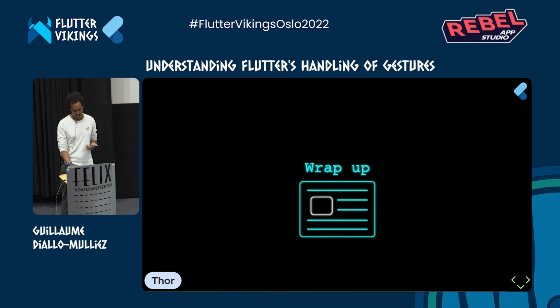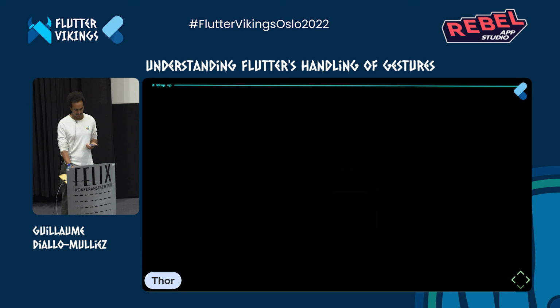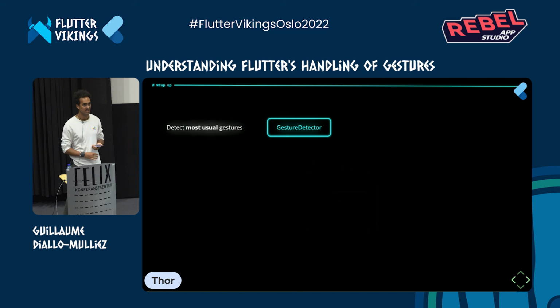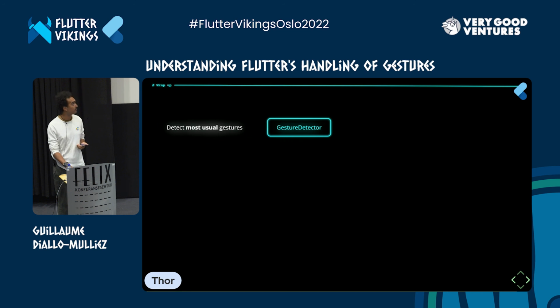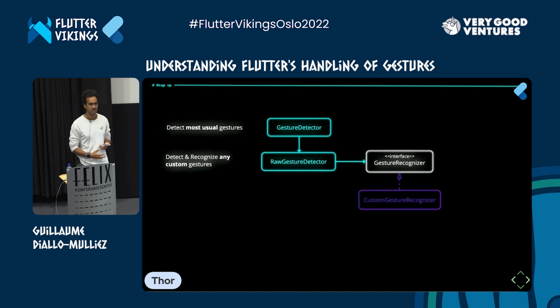So let's wrap this up. If I sum up for you, you have the gesture detector that allows you to detect most usual gestures. So just make an abusive use of this one. It's really powerful. It's really easy to use, and it works in most cases. But if you need to go a little deeper and detect custom gestures that are not available and not handled by the gesture detector, then you can use the raw gesture detector, implement your own gesture recognizer.